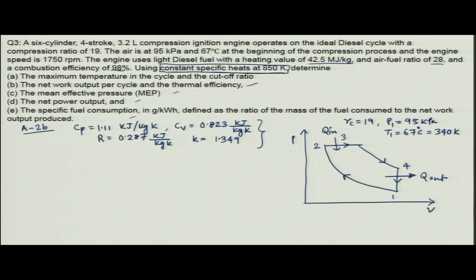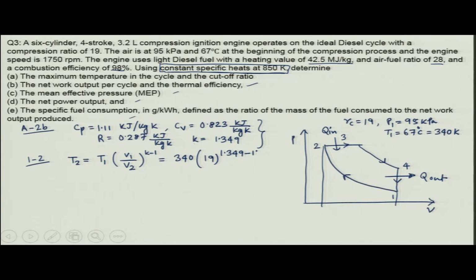Now, I will look into the process 1 to 2, which is an isentropic compression process, and in this process we can find T2, the temperature after the compression stroke. So, T2 will be T1 multiplied by V1 by V2 to the power of k minus 1. Here T1 is 340 Kelvin and V1 upon V2 is basically the compression ratio, which is 19, and K we have to use 1.349 minus 1.